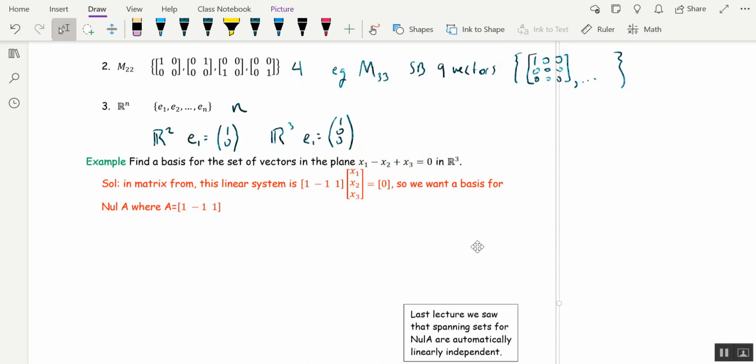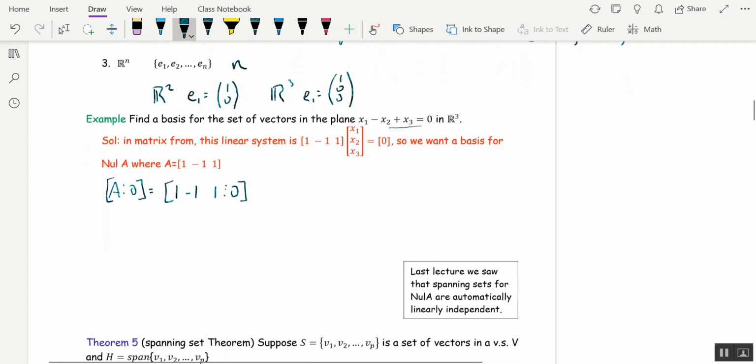The way we're going to do that is, first of all, we're going to take that linear system of one equation and write it in matrix form. And so what we really want to do is find a basis for null A, and A is the coefficient matrix. So what we do is we take A and we augment it with 0 and reduce. 1, negative 1, 1, 0. Okay, it's already reduced.